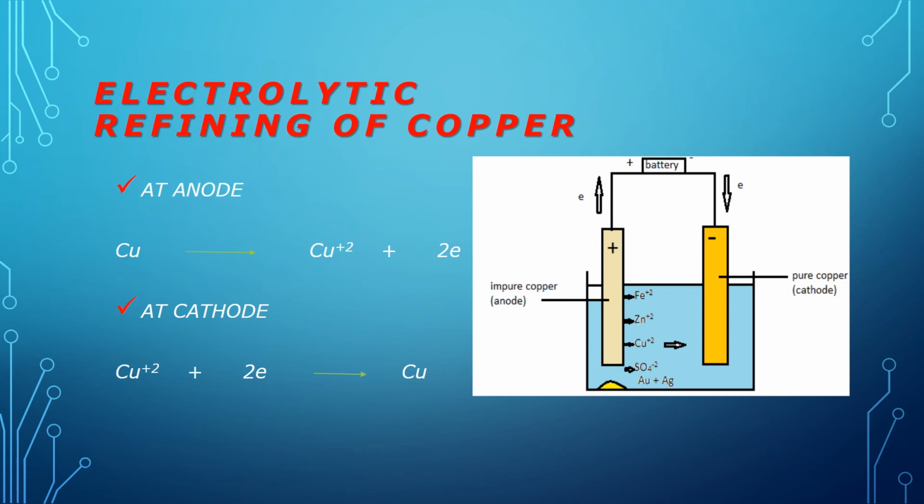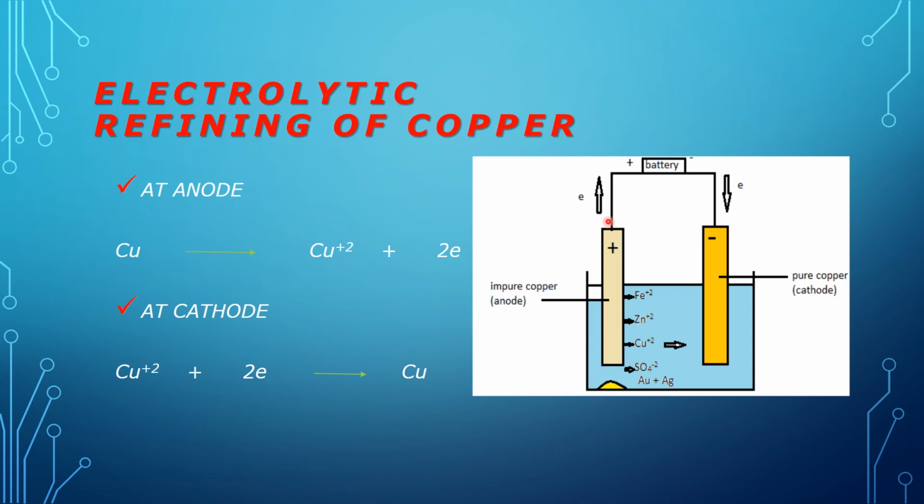Again, have a look how copper gets dissolved in electrolyte at anode and how these ions are deposited as pure copper at cathode. At anode, the copper will become copper ion by losing 2 electrons. Copper is becoming copper ion by losing 2 electrons.